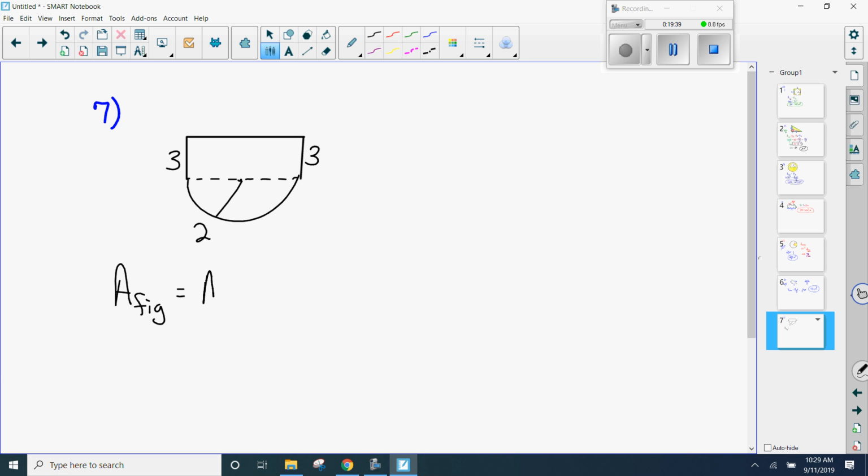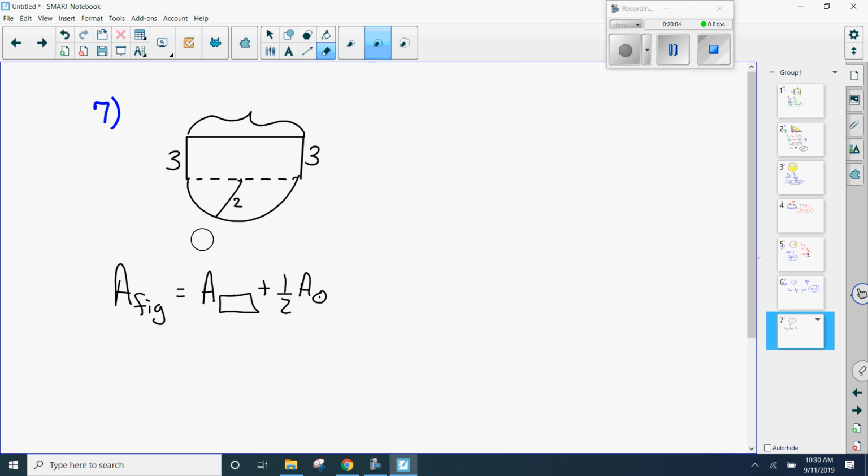The area of the figure is the area of a rectangle plus half the area of the circle. Area of your rectangle, what's the length of your rectangle? Yeah, this distance right here is the diameter of your circle. They tell you that radius is 2. Sorry. Okay, so the radius is 2, so the length here is 4. So the area of the rectangle is 12.